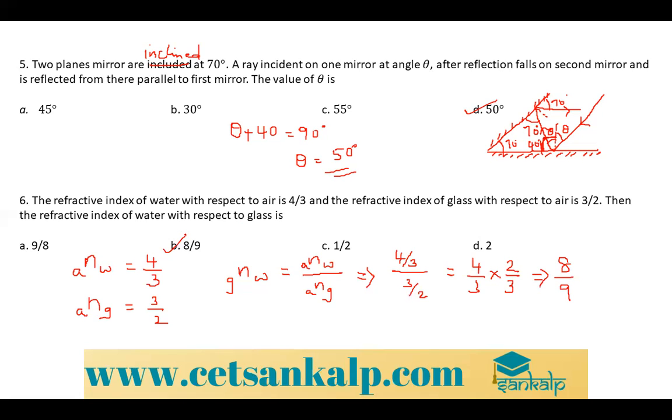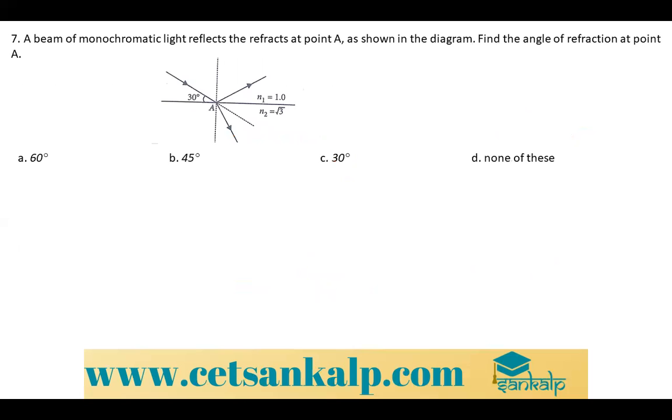ಅರ್ಥ ಆಯ್ತಾ? ನೋಡಿ ಚೆಕ್ ಮಾಡಿ. Okay. So a beam of monochromatic light refracts at a point P as shown in the figure. Find the angle of refraction at the point A.